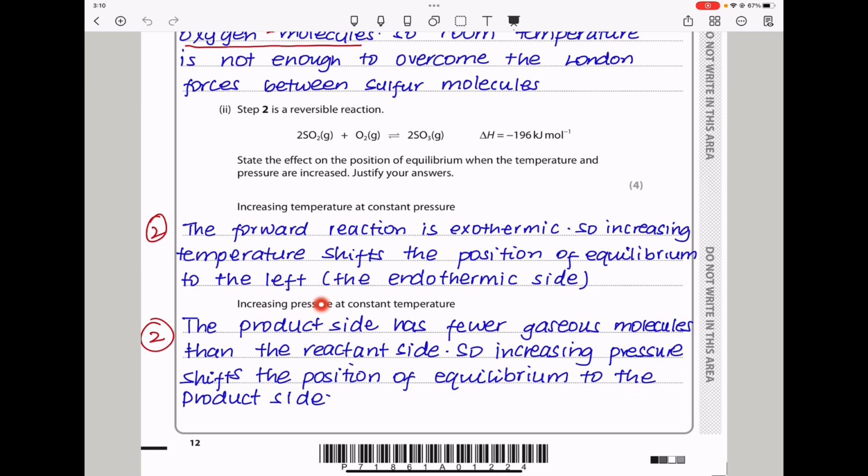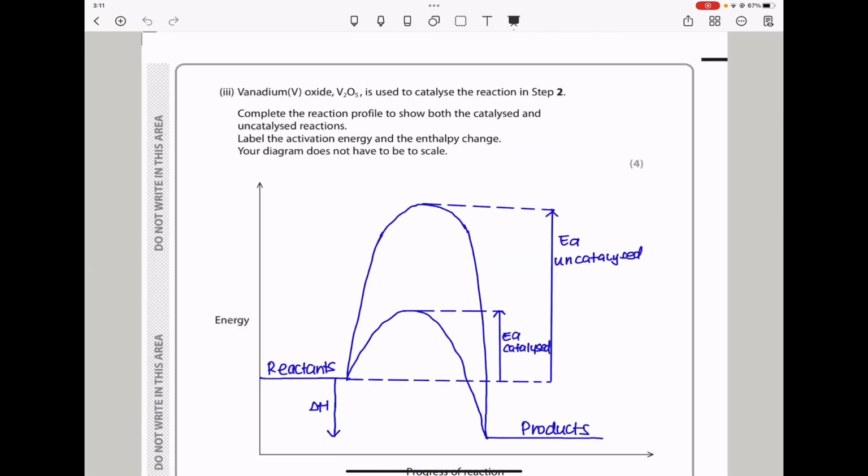Then here they say increasing pressure at constant temperature. The product side has fewer gaseous molecules than the reactant side, so increasing pressure will shift the position of equilibrium to the product side. Moving on.